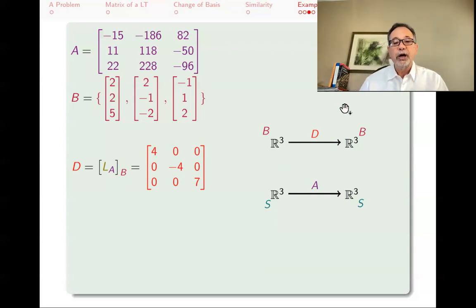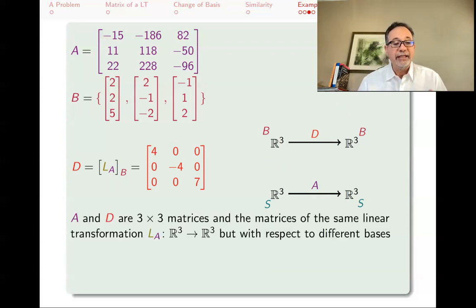And these two, A and D, are 3 by 3 matrices. They're matrices of the same linear transformation, but with respect to different bases. And how are they connected? They're connected with a change of bases matrix.